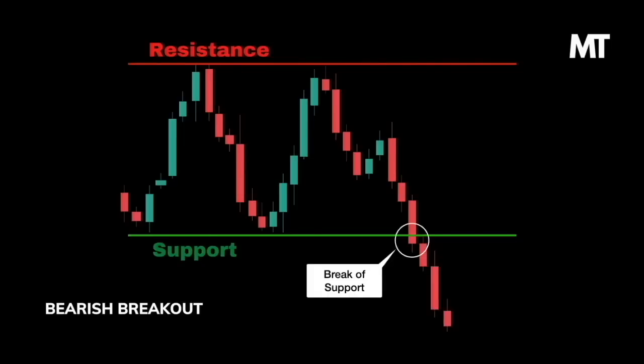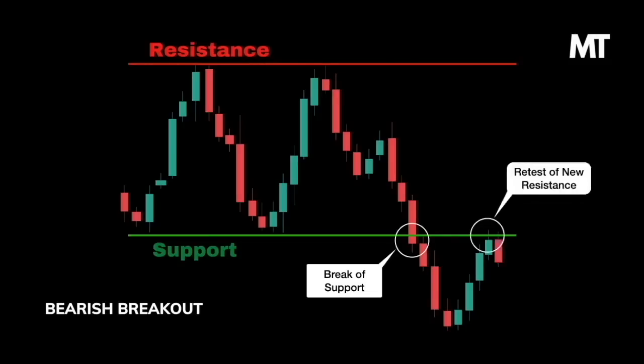Looking at the chart, price is moving downwards, pushing towards the support. Price then breaks the support level and retraces back for bearish confirmation. Once price action confirms the new resistance level with bearish momentum, we can enter the trade. Price will now start a bearish trend, reaching lower support levels.